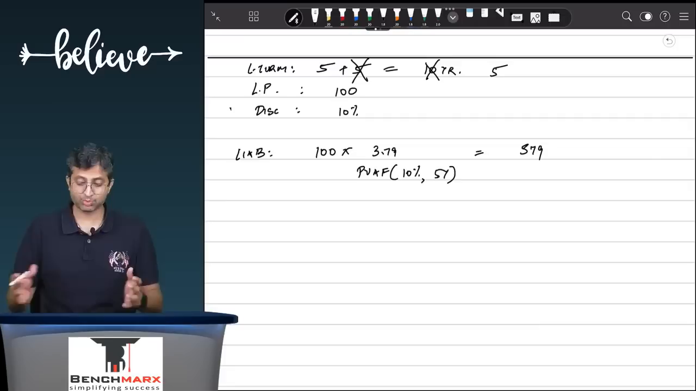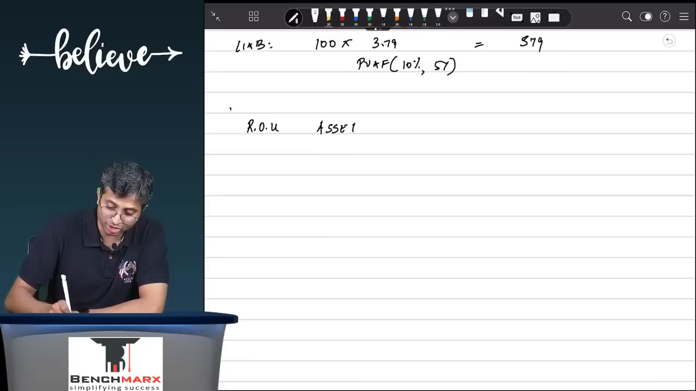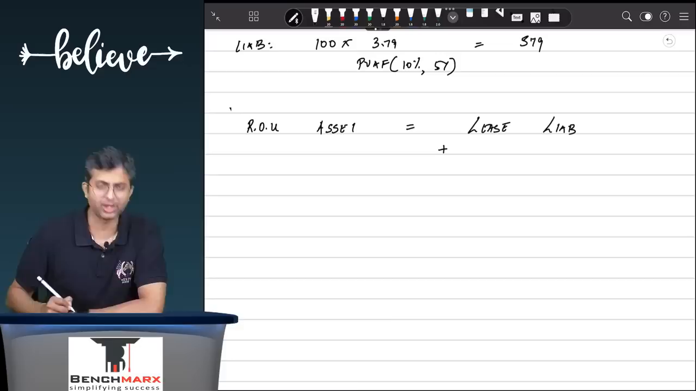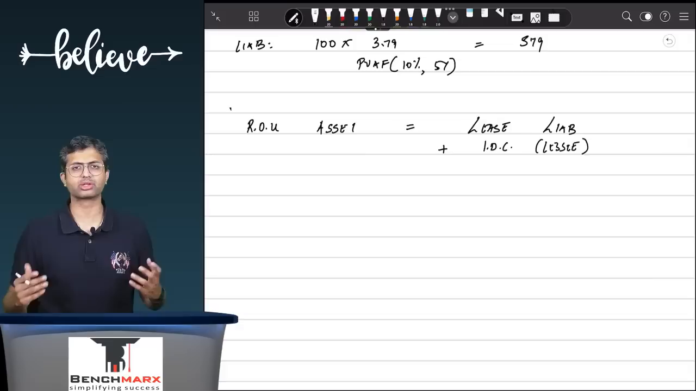Then what is the value at which the right of use asset should be recorded? Well, ideally your ROU asset has to be recorded at the lease liability. So your ROU asset will be recorded at the lease liability plus, so it will be 379 plus if there are any initial direct costs which is incurred by the lessee. For example, the lessee has paid for some brokerage or lessee has paid for some stamp duty on the lease, that will be added to the right of use because it increases the cost.